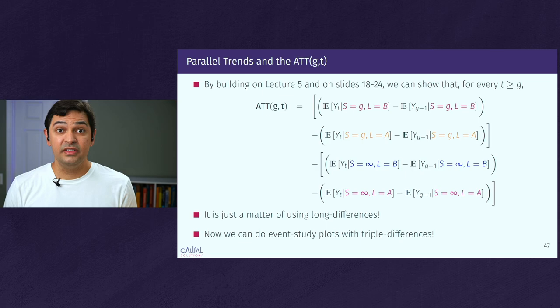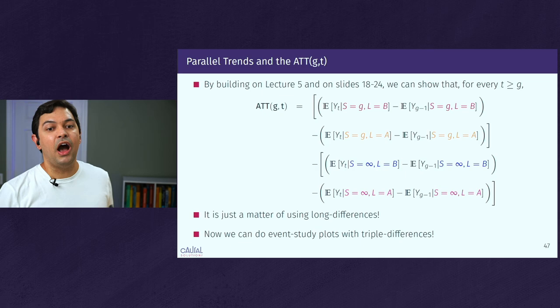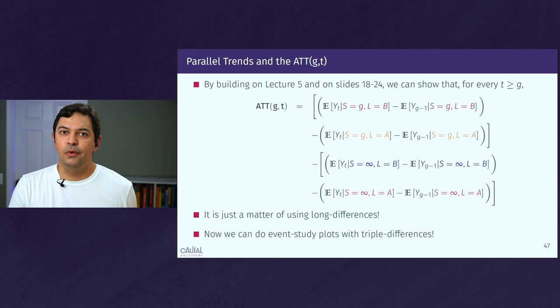All we have to do is to take long differences and apply this idea of recursive substitution by leveraging our parallel trends. Once we have this formula, we know how to play the game. We know how to move forward. Replace population expectations by sample analogs. Just do DID by hand.